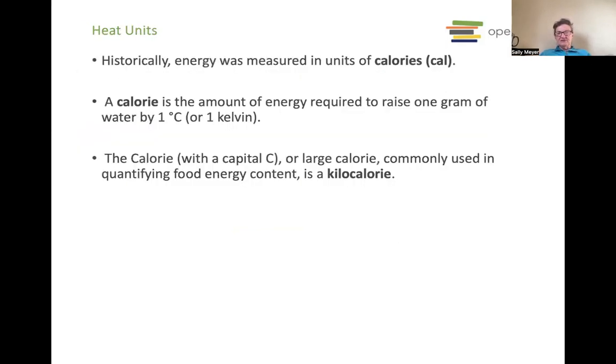So historically, energy was measured in the units of calories. A calorie is the amount of energy required to raise 1 gram of water by 1 degree Celsius. So that's the definition of a calorie. And we talk about food calories, for example, that would be labels on the food that you buy. Those are capital C Calories, and they're actually kilocalories. So 1,000 calories is a capital C Calorie.